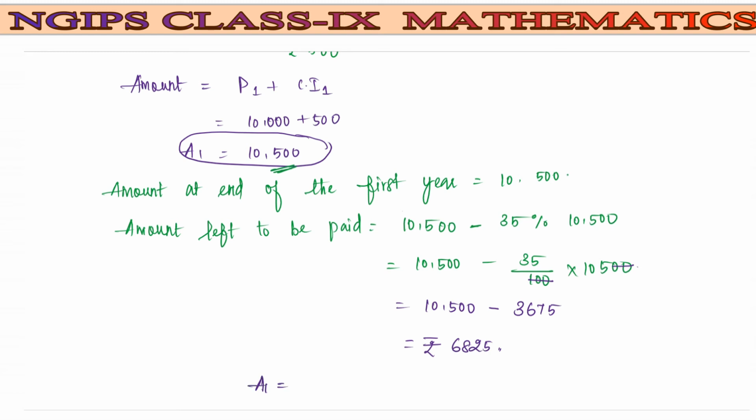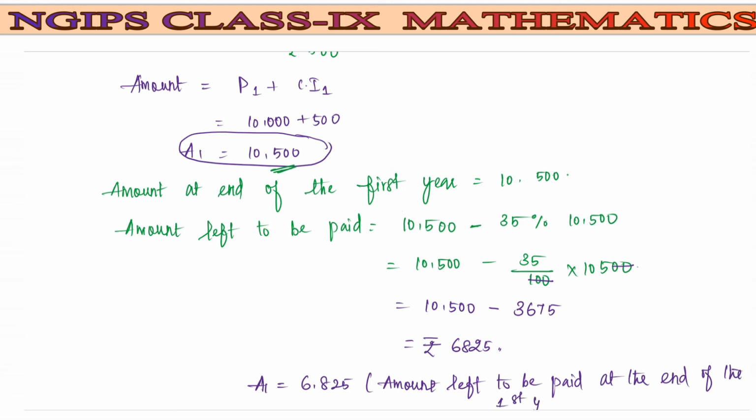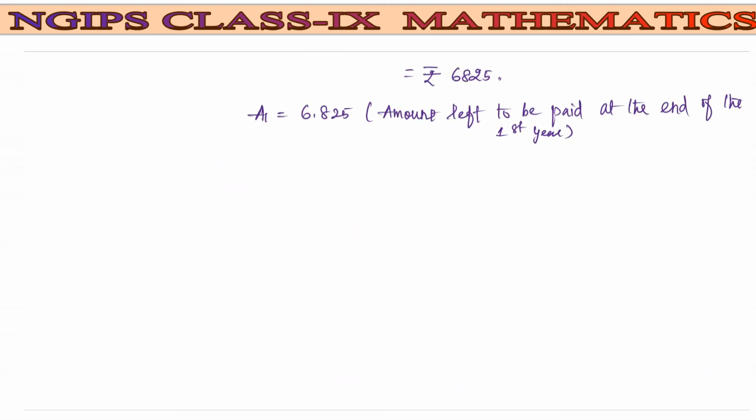Now we have here 6,825. Here you can write amount left to be paid at the end of the first year. So the first year amount is going to be carried for the second year principal.